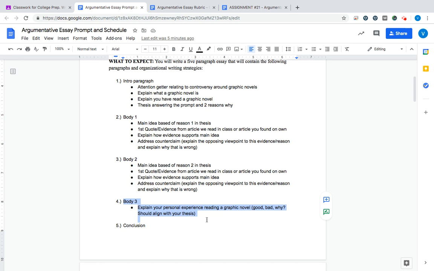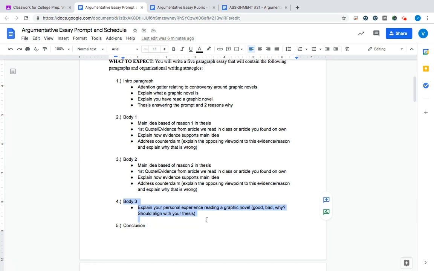Here, you should be talking about your personal experience reading a graphic novel. So definitely you can draw from your experience on reading Mouse. If you have read another graphic novel for school, you're more than welcome to talk about that as well. But obviously, how you explain your experience should align with your thesis.